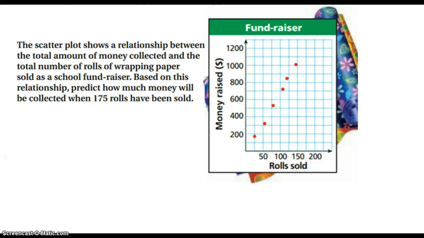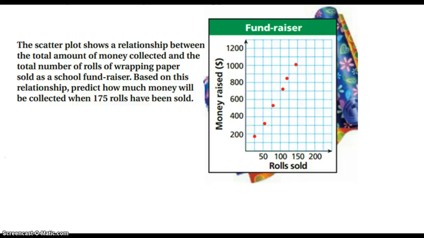the scatter plot that's shown here has a relationship between the amount of money collected and the total number of rolls of wrapping paper sold as a school fundraiser. Based on this relationship, predict how much money will be collected when 175 rolls have been sold.